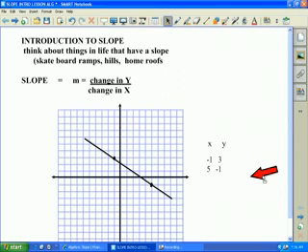And we just said it was negative 4 over 6. Well, let's go down 4. Here's our first point. Let's go down 1, 2, 3, 4. And we're going down, so think of the negative 4 down. And then we said 6 over, or going to the right. 1, 2, 3, 4, 5, 6. There's our slope, negative 4, 6.